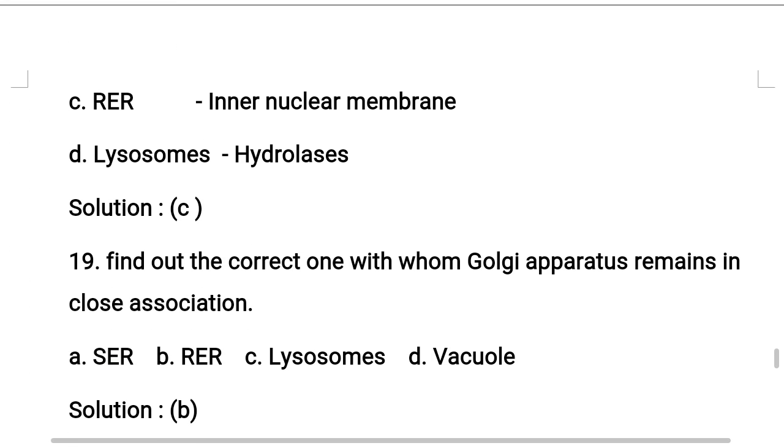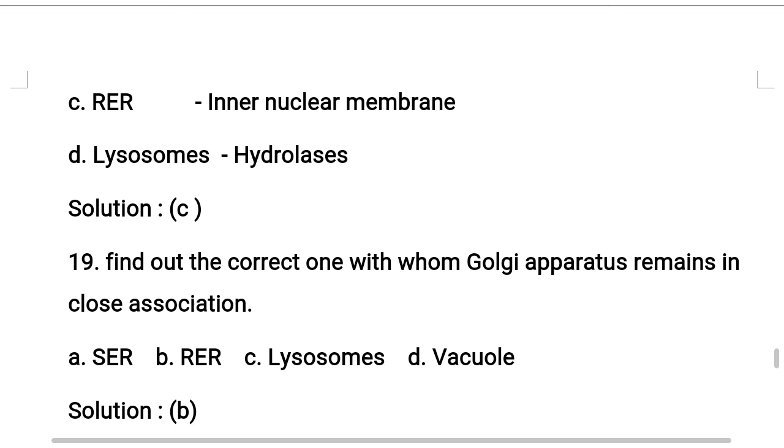Next, C: RER, rough endoplasmic reticulum. This rough endoplasmic reticulum is not evolving from the inner nuclear membrane. It is evolving from the outer nuclear membrane. So this pair is wrong or a mismatch. Which one? C pair. Let's see D also. Lysosomes consisting of a number of hydrolases. So this D option is also correct. So what's the mismatch here? Option C, RER, inner nuclear membrane. It should be outer nuclear membrane, since the RER is emerging or developing from the outer nuclear membrane.